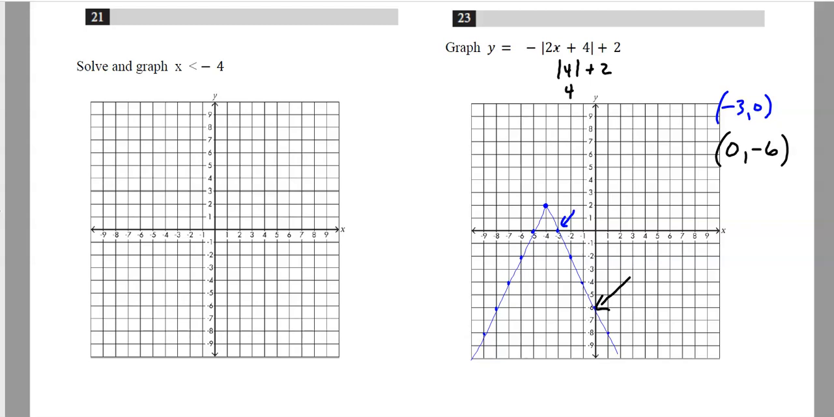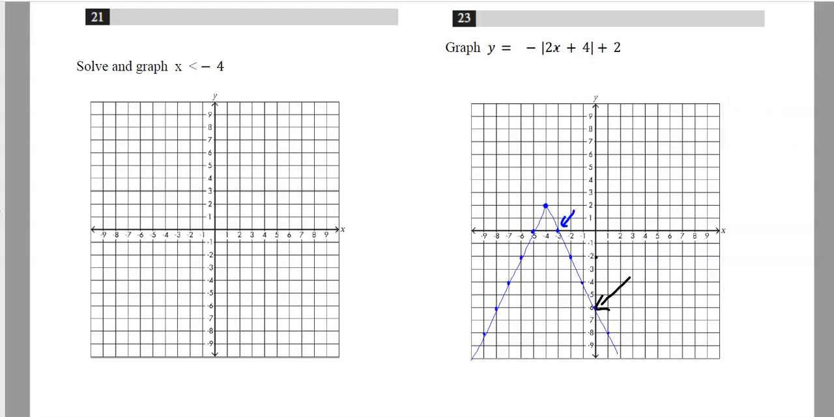Uh-oh. See, this is why you test stuff. If I put 0 in, absolute value of 4 is 4. -4 plus 2, it's saying I should be at a -2. So when x is 0, it's saying I should be at a -2, which is up here. So this makes me a little nervous. So now I'm going to be like, well, what the heck did I do wrong?